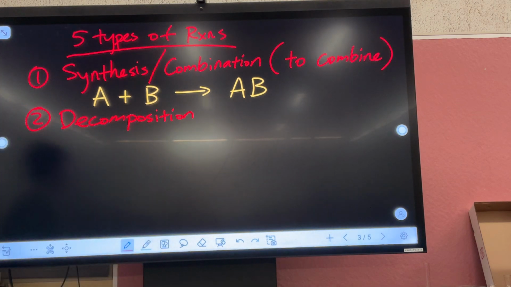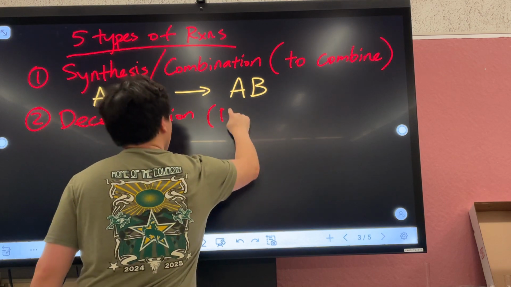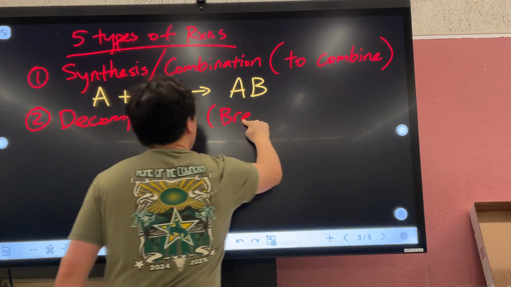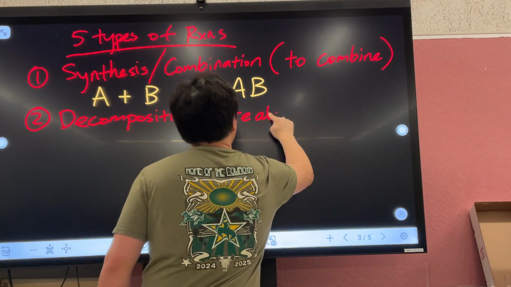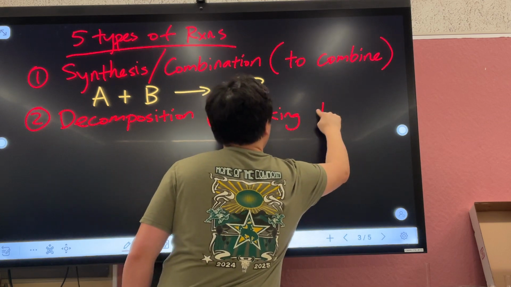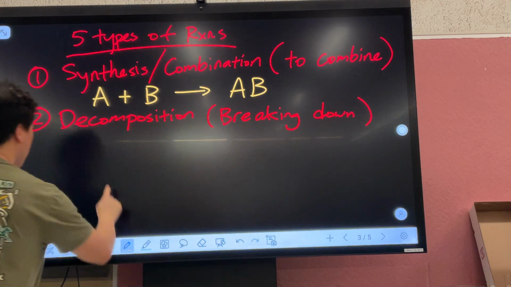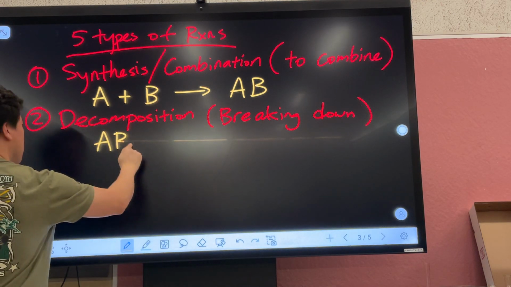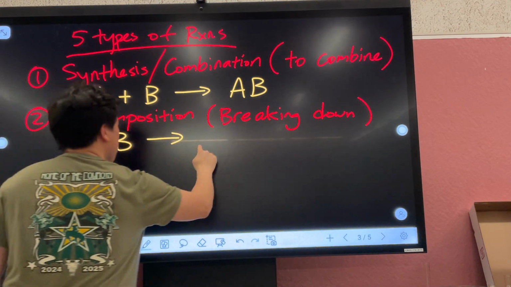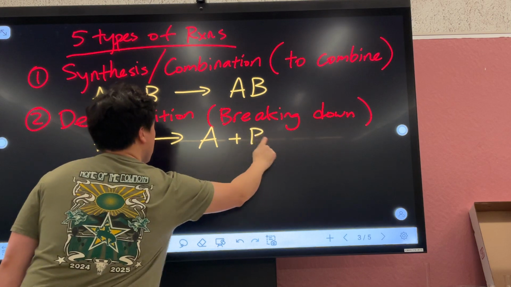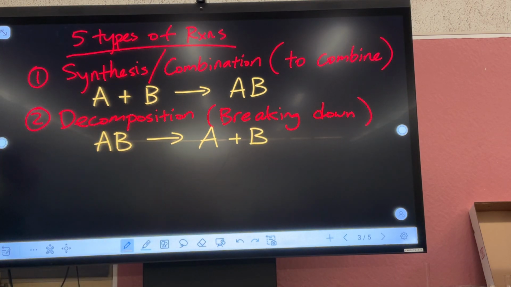Decomposition. So think about decomposing, breaking down. Like AB splitting up into A plus B. So for example, we have AB together, and then after the reaction, A and B split apart. So that's the second type of reaction.